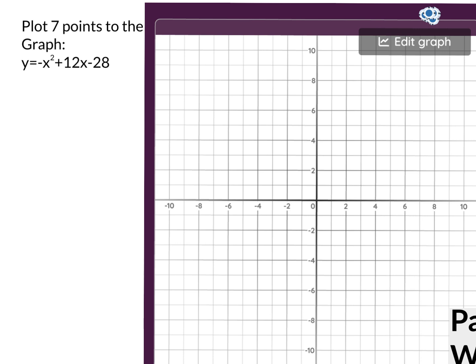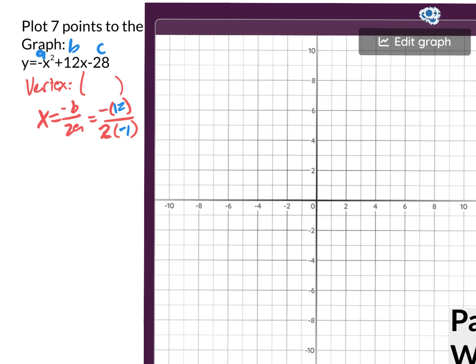Another one. Vertex. X equals negative B over 2 times A. Rewrite it: negative parenthesis over 2 times parenthesis. Identify that your A value is negative 1, your B value is 12, and your C value is not in the formula.